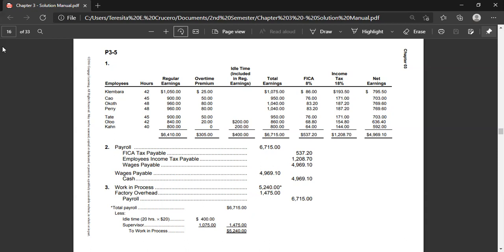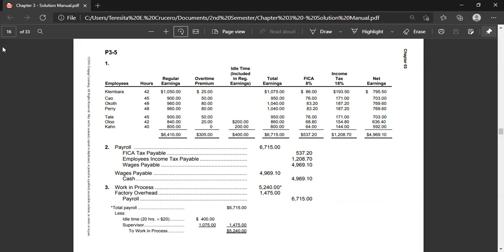The supervisor is Klimbara, and then we have the workers, Cow, Okoth, Perry, Tate, Olo, and Khan. So we are given now in the problem the number of hours: 42, 45, 48, 48, and then 45, 42, and 40. Then for the labor time records, our distribution, we have now van number 1 up to number 5.